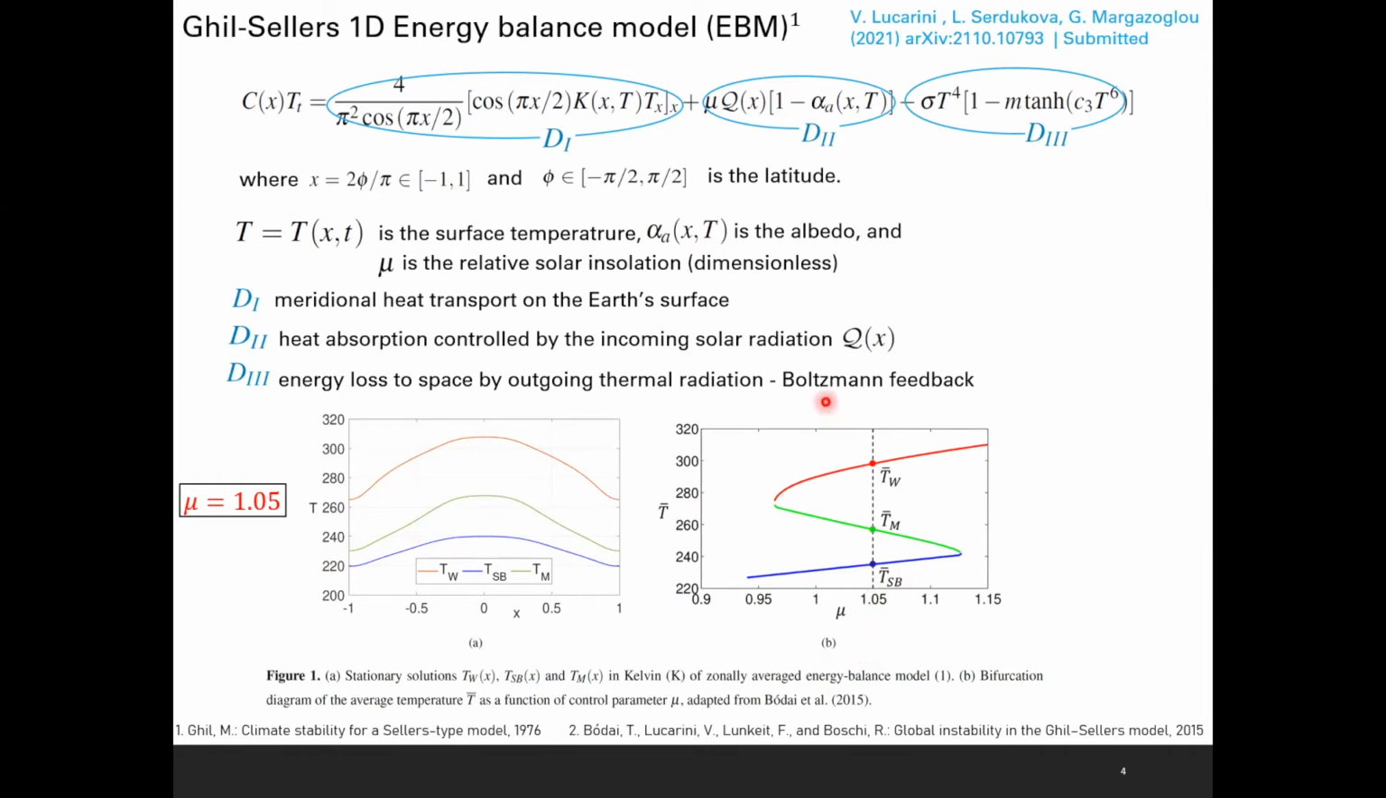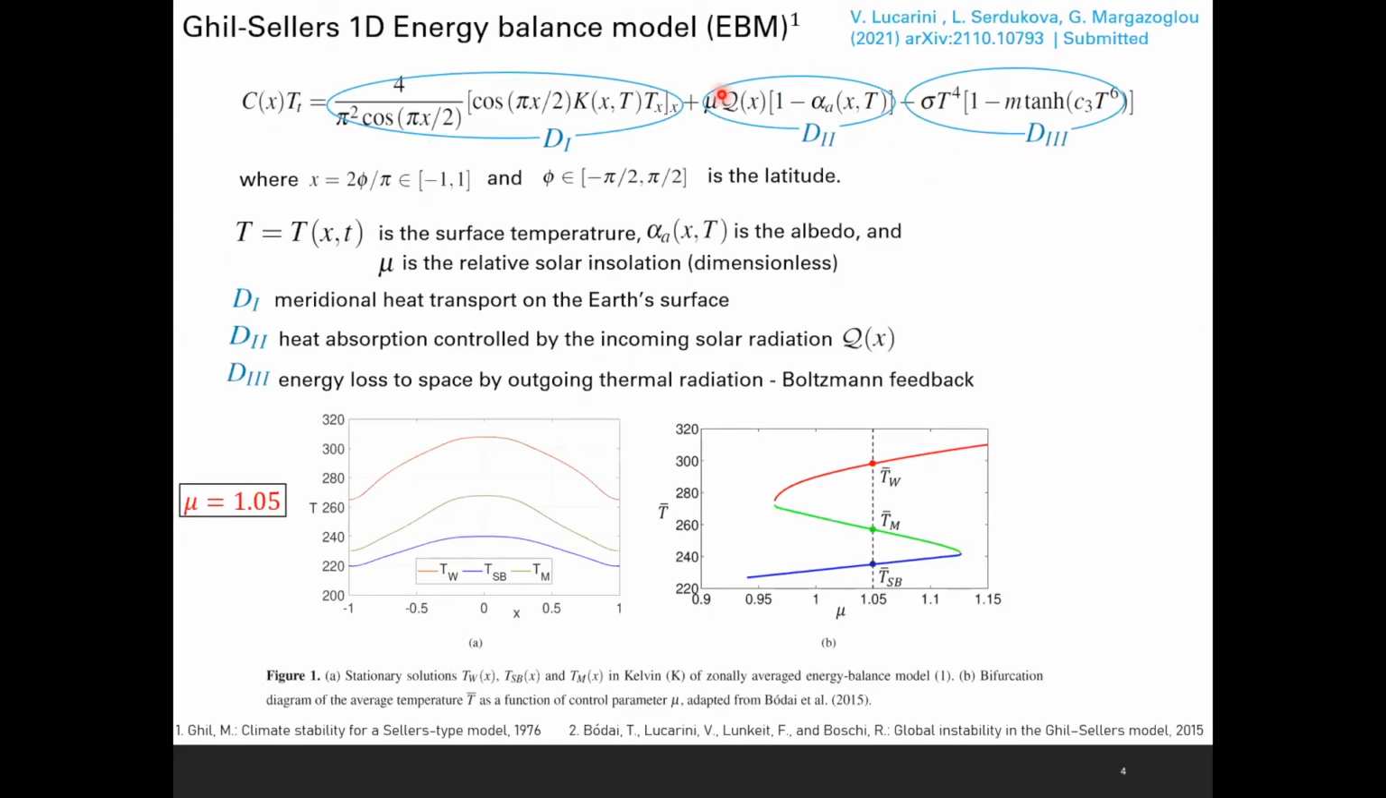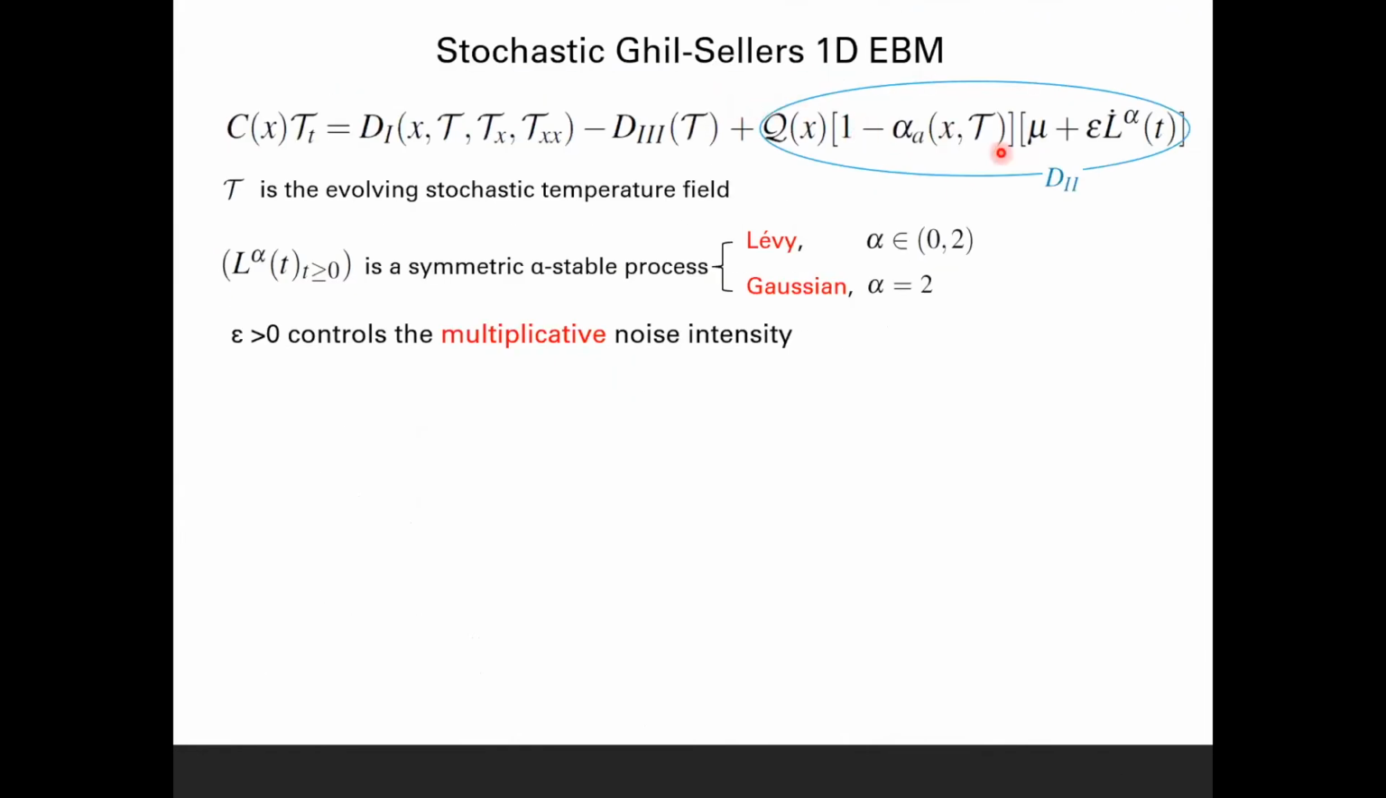The point here is, if you find yourself in one of these stable attractors, there's no way you're going to escape. One way to escape, though, is to introduce some sort of noise into the system, and this is what we did. This is the stochastic version of the energy balance model I showed you before, where the first term D1 and D3 stay the same, but perturbations are added to the parameter mu. Mu before was just multiplying Q, the solar irradiance. Now we add some perturbation and then multiply. Therefore, in this form, it is not additive but a multiplicative kind of noise.